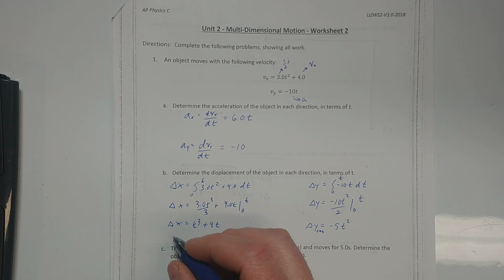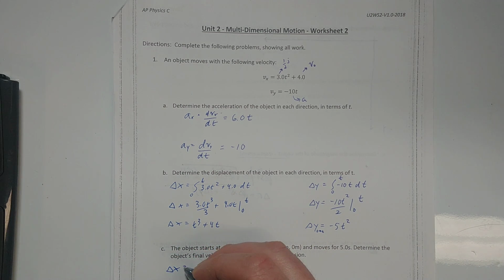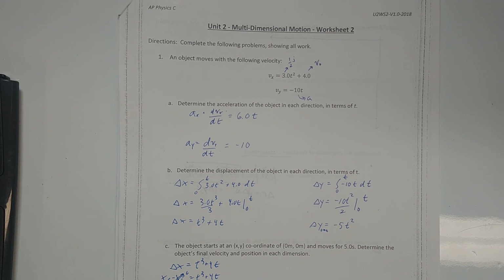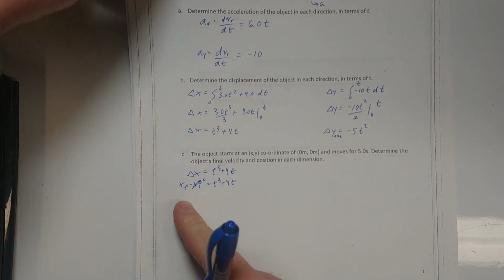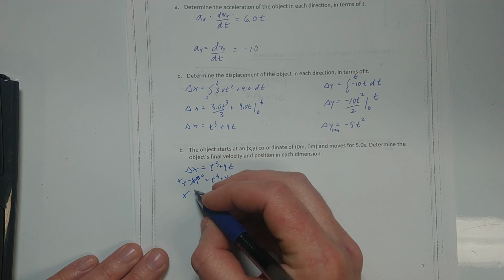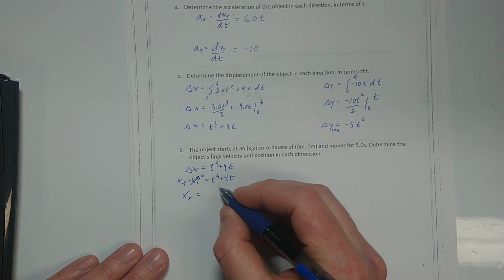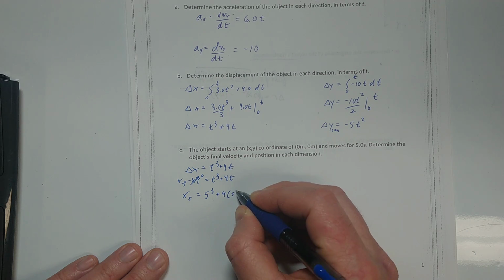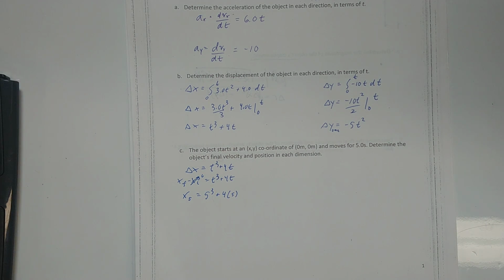So it starts at 0, right? So these equations here, delta x equals t cubed plus 4t. Well, remember, this is x final minus x initial equals t cubed plus 4t. Since the x initial we're saying is 0, I can just say x final equals t cubed plus 4t. So the x final, which is actually x at 5 seconds, equals 5 cubed plus 4 times 5. So 5 to the third plus 20.